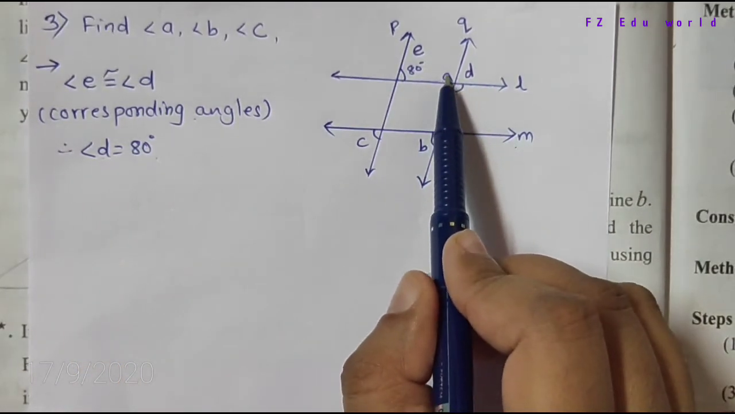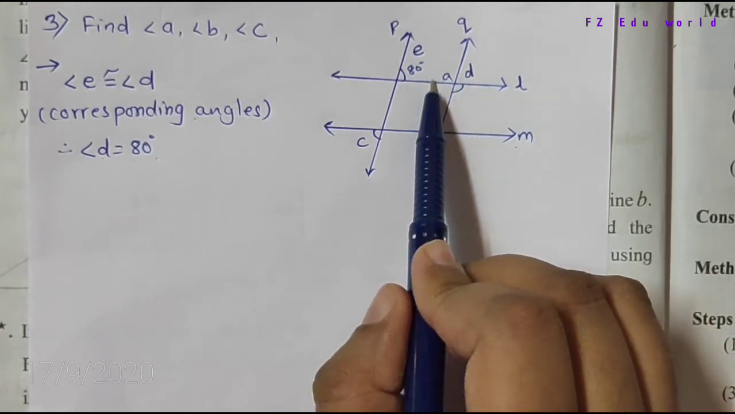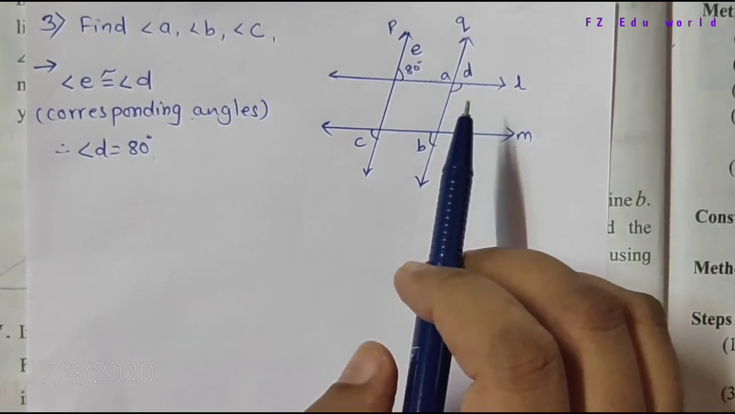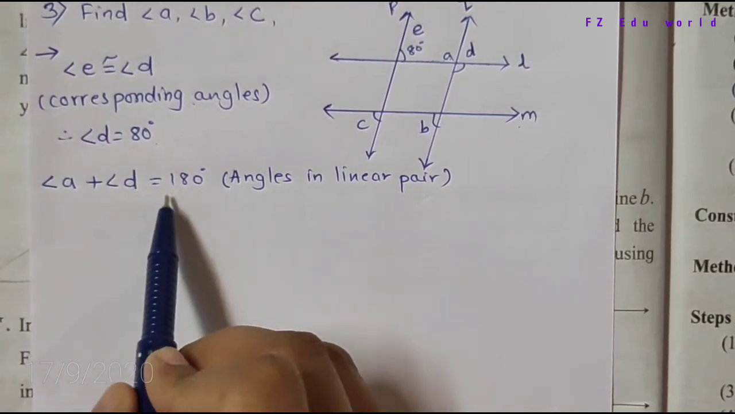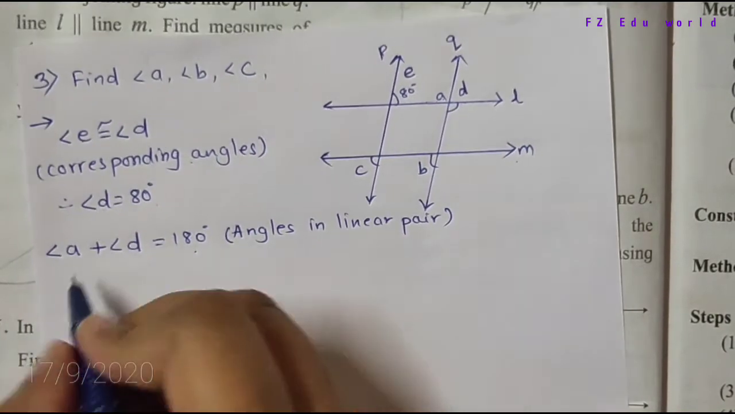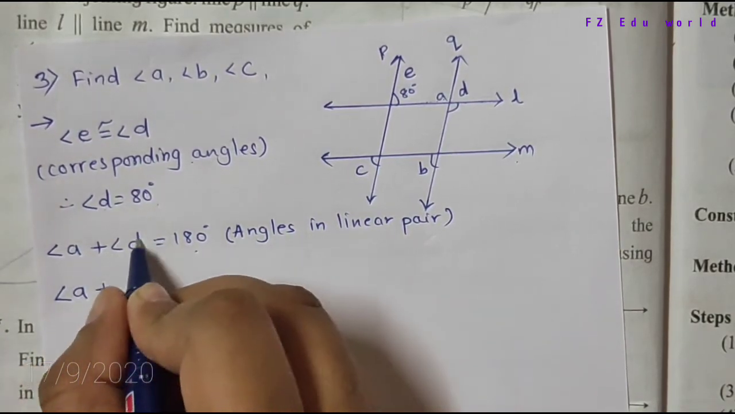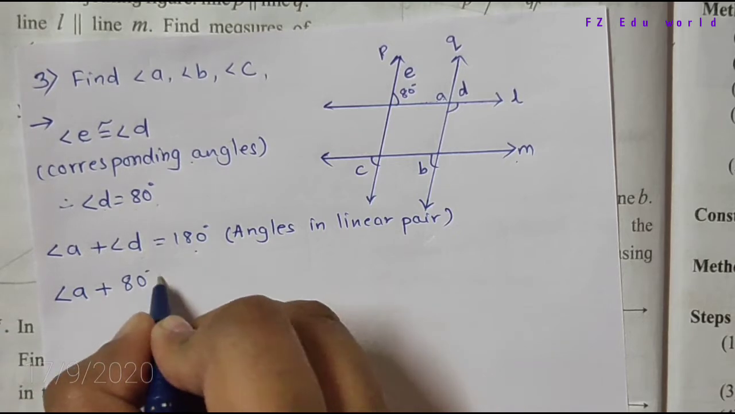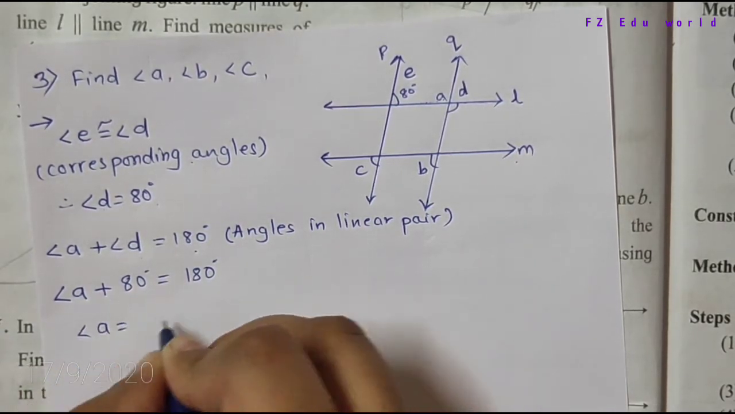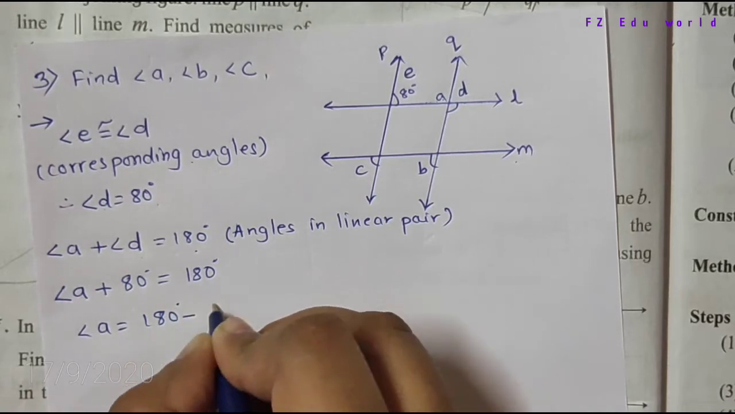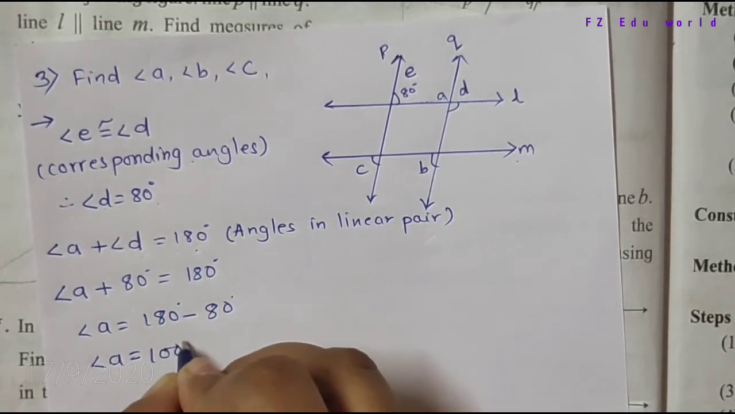Now this angle A and angle D are angles of a linear pair, which are supplementary. Therefore angle A plus angle D is equal to 180. Now we can find angle A. Angle A plus angle D, which is 80 degrees, is equal to 180 degrees. So angle A is equal to 180 degrees minus 80 degrees. Angle A is equal to 100 degrees.